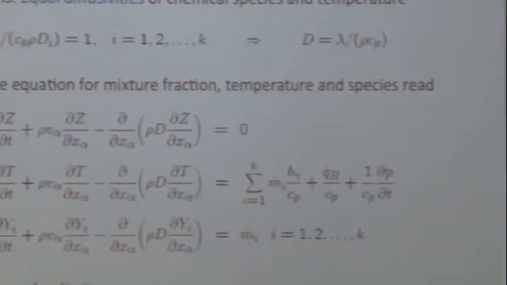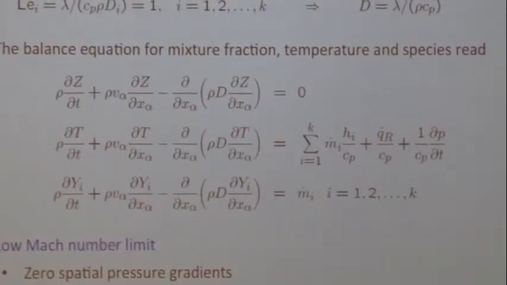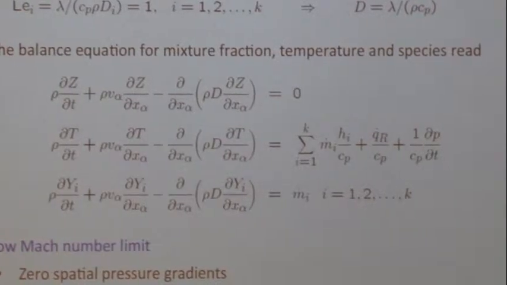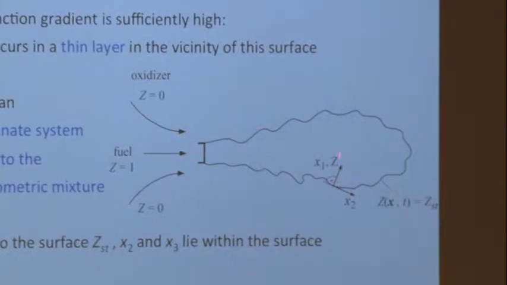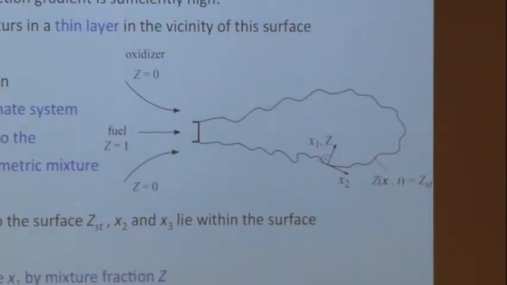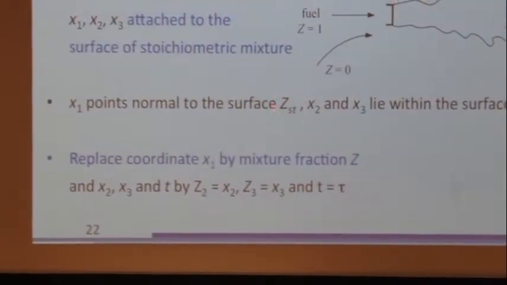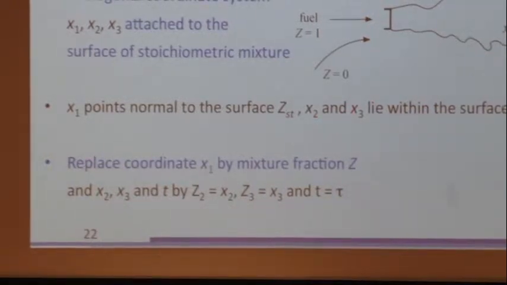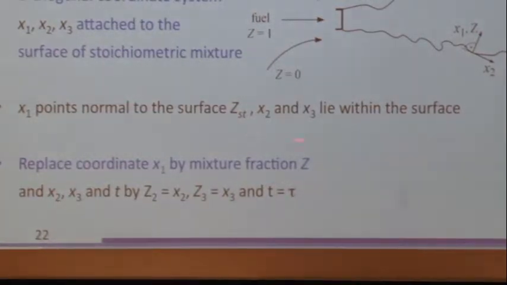One thing I should say, maybe this is the first time we do this here: these are the equations, of course, but until now we always looked at one-dimensional equations. These are equations now in three-dimensional space, right? They're the full three-dimensional equations. We don't make an assumption that anything is one-dimensional. We just look at the three-dimensional space. Okay, but we want to fix the coordinate system like I just said. So x1 is normal to the surface of z equal to z stoichiometric. And then x2 and x3 are, of course, in the surface of stoichiometric mixture.